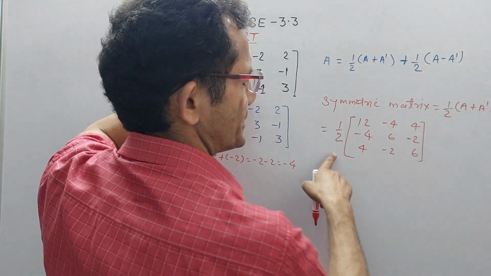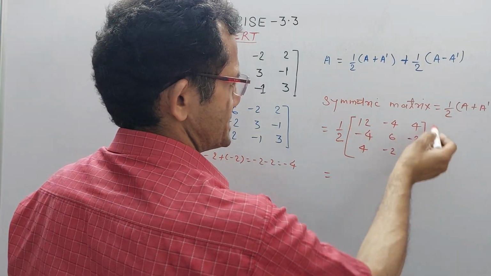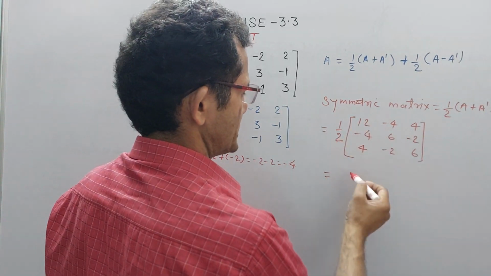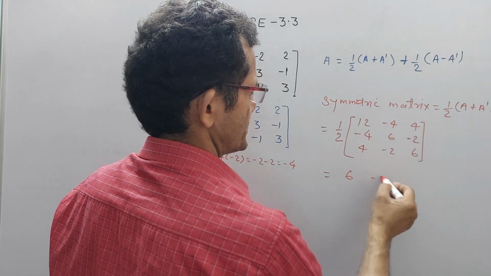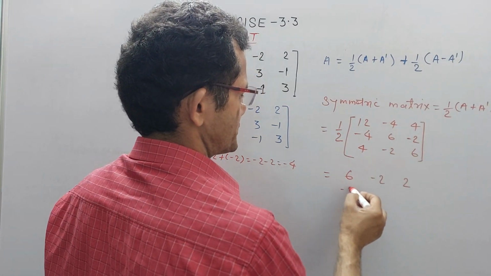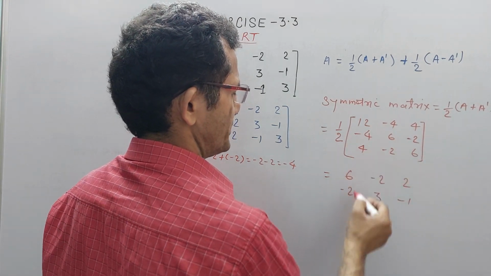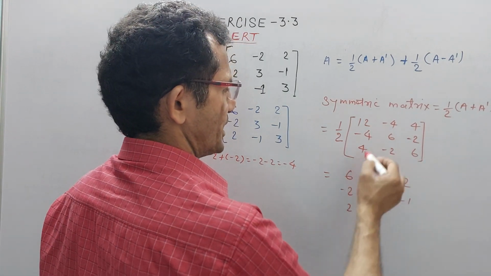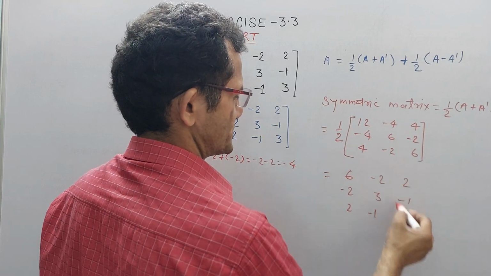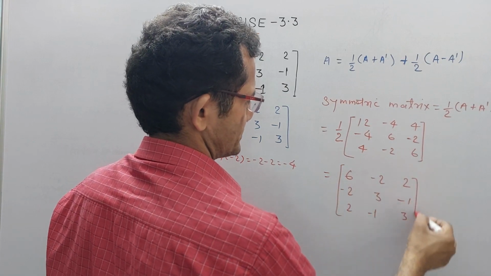You should divide each entry by 2. Now if I divide each entry inside the matrix by 2, it comes out 12 by 2 is 6, minus 4 by 2 is minus 2, 6 by 2 is 3, minus 2 by 2 is minus 1, 4 by 2 is 2, and 6 by 2 is 3. So this is our symmetric matrix.